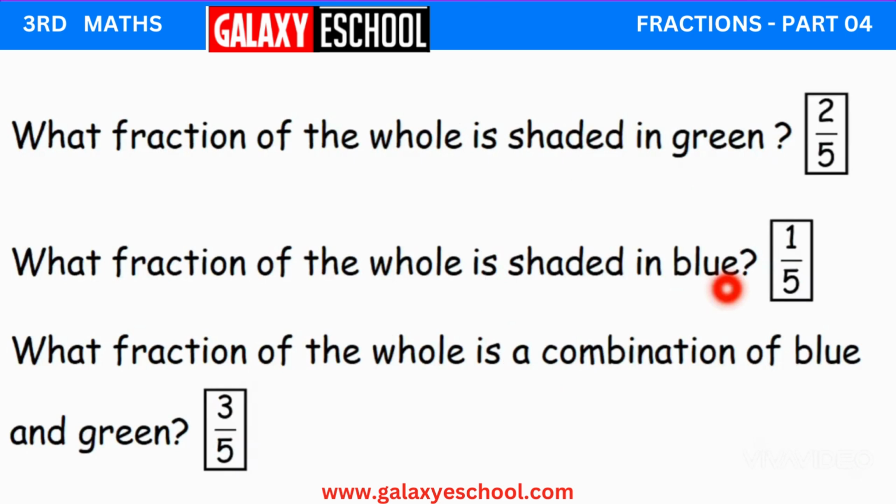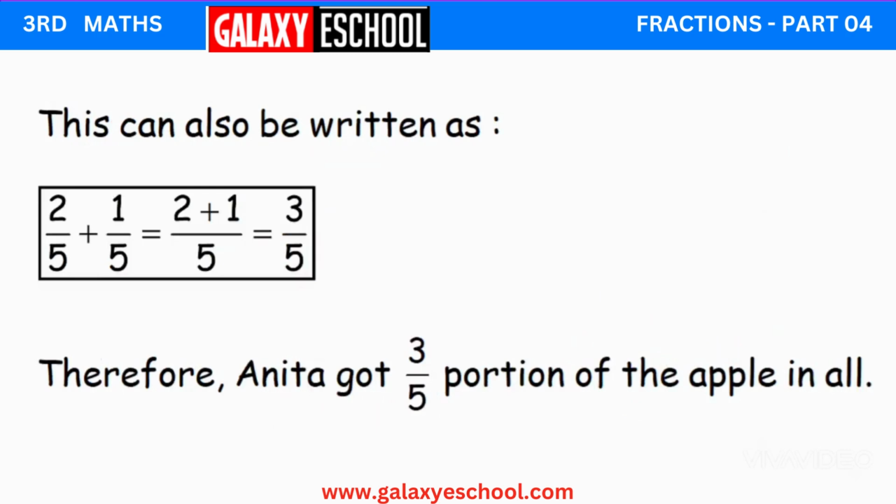See, the fraction of the whole shaded in green is 2 by 5. The fraction of the whole shaded in blue is 1 by 5. Now, when we combine both blue and green together, the fraction we get is 3 by 5. And how is this possible? As these both are our like fractions, that is, having the same denominator.